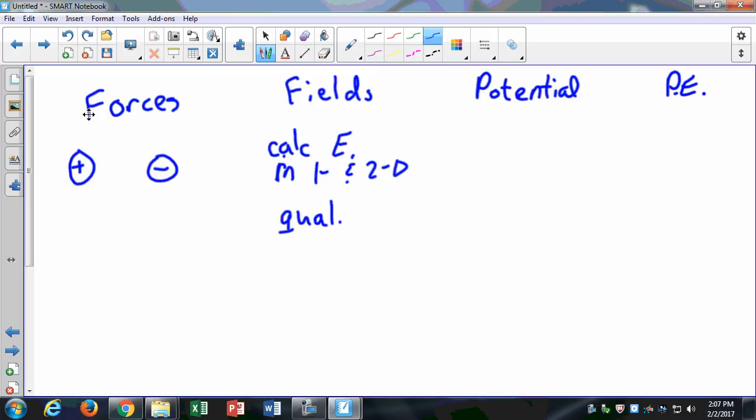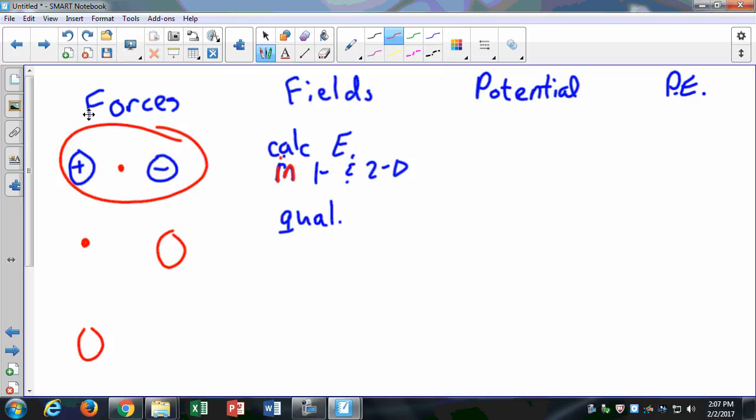Calculate the electric field in 1 and 2 dimensions. So you might have one like this, and I ask you to determine, say, the electric field at a point in between them. Or I might just give you one charge and say, what is the electric field over at this point? Or you could have the electric field of, say, 2 charges like this and the electric field at that point. Those are slightly different problems.